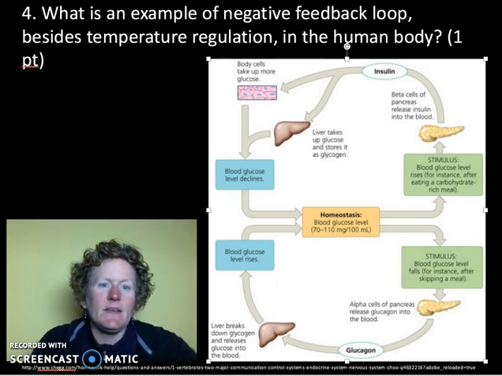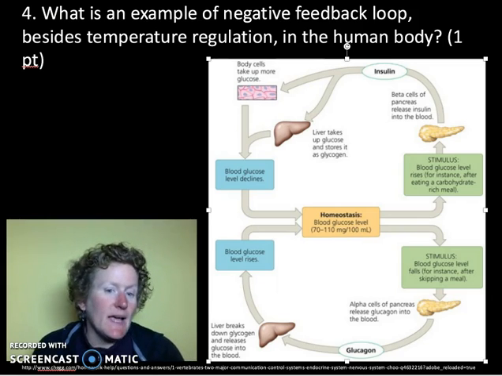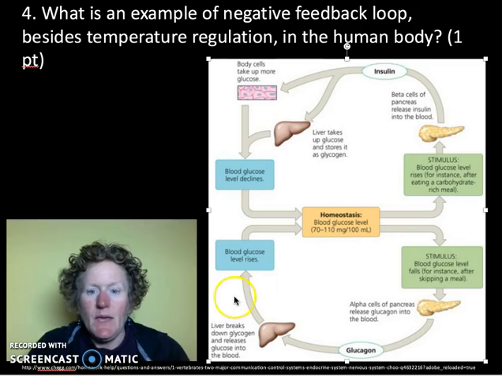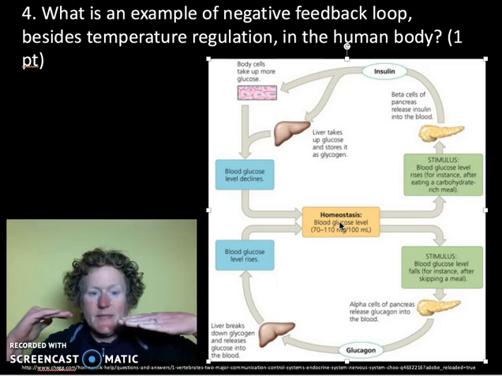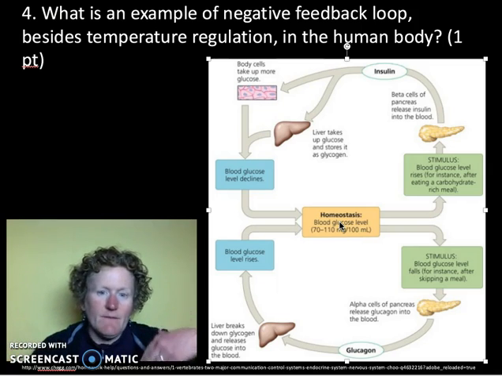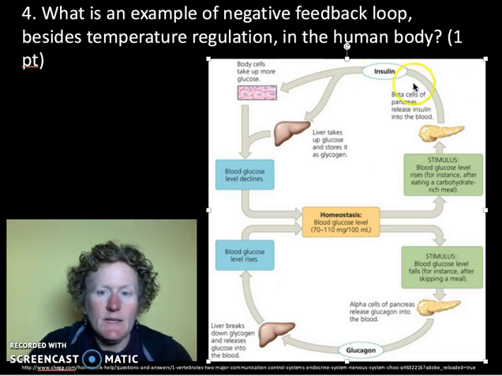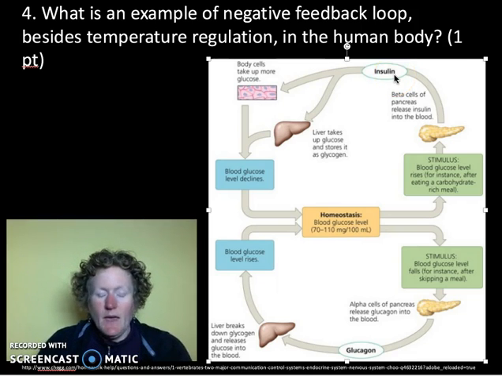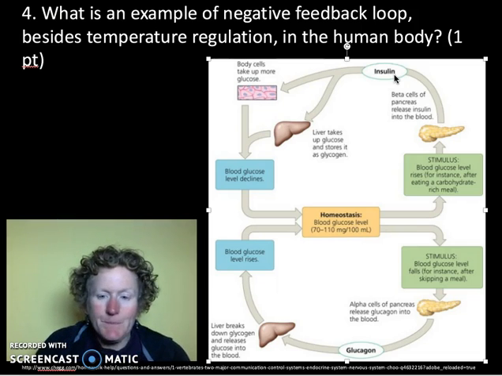Another example of a negative feedback loop is what you're going to find. We want one besides temperature regulation, which we talked about a few questions ago. Here's a big hint. Your blood sugar is something your body always wants to maintain at a fairly constant level. And we know from the video that in diabetics, there's a mistake in that system because insulin is no longer recognized by some of the cells as a signal to pull sugar into the cells and out of the blood.